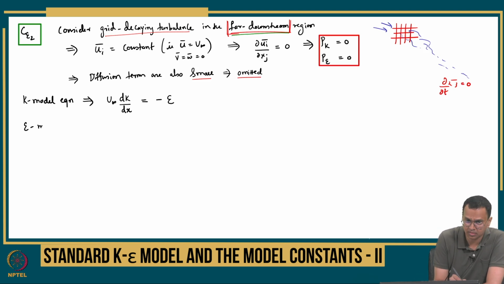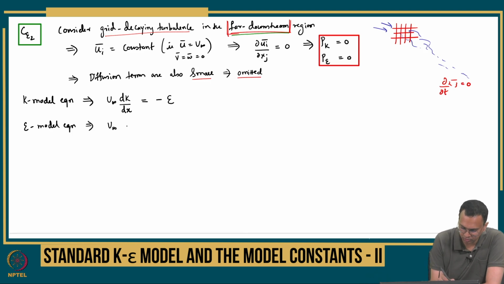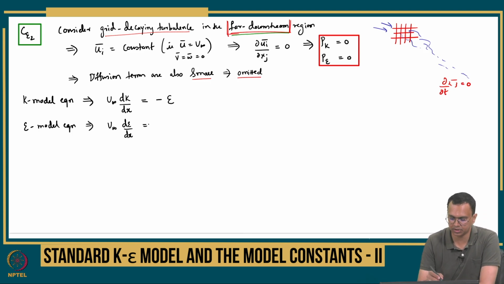Similarly, the epsilon model equation. Here also the dou by dou t term is gone. On the left hand side, your u infinity d epsilon by dx term survives, and on the right hand side the diffusion terms are small. Even for the epsilon model equation, P epsilon is 0. So only the dissipation rate of epsilon term survives, which is where the C epsilon 2 is. I would like to find out only C epsilon 2, not its friend C epsilon 1.